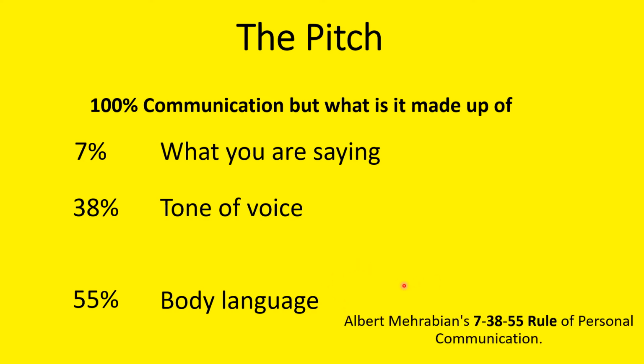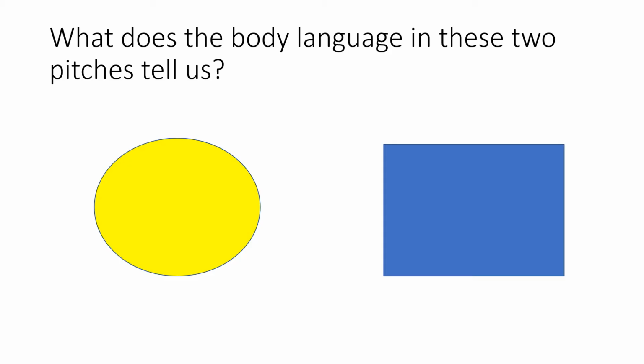This is a rule by Albert Mehrabian. It's the 7-38-55 rule of personal communication. It's a general guideline. It might be 56, it might be 55. Doesn't really matter. We need to look at body language, tone, and what you're saying. And we're going to be looking at body language first because it seems to be really important.